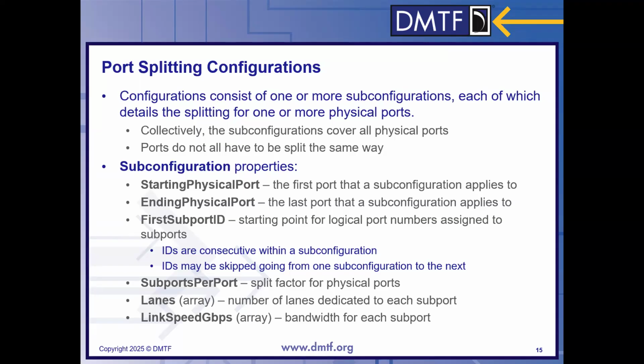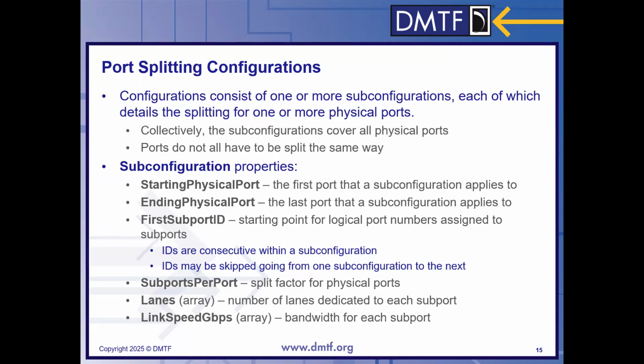One that says the first 2 are split by 2, the third one says the third port is split by 4, and one that says the fourth port is unsplit. So each subconfiguration has a series of properties. The starting and ending physical ports tell you which of the ports the subconfiguration applies to. And like I said, across all of the subconfigurations, you have to cover all of the ports.